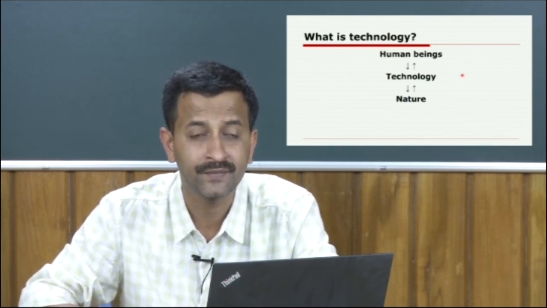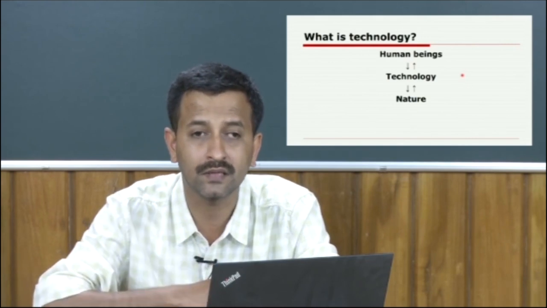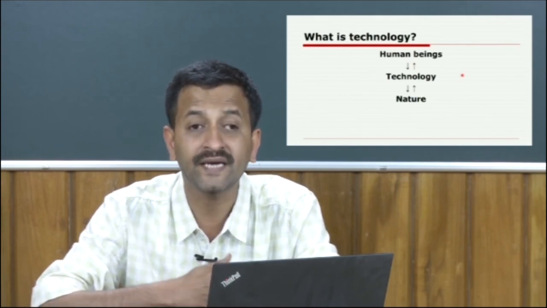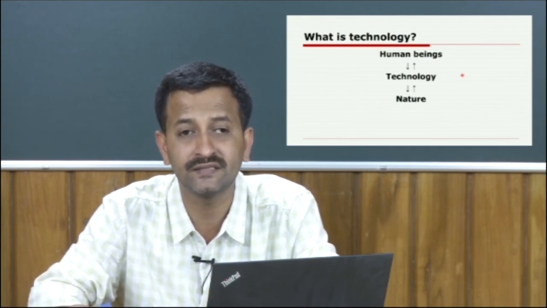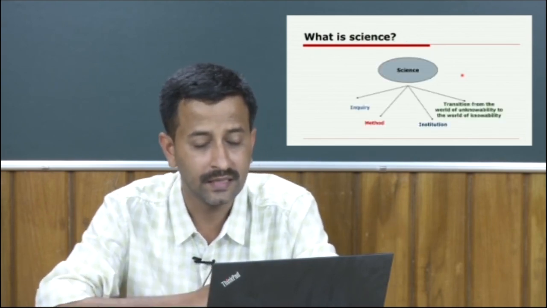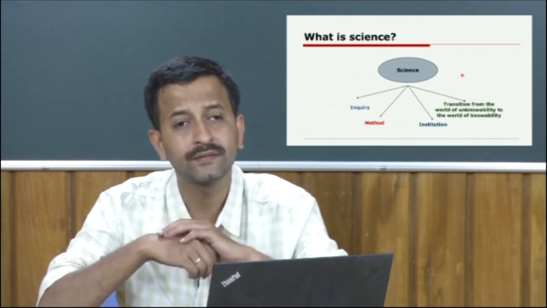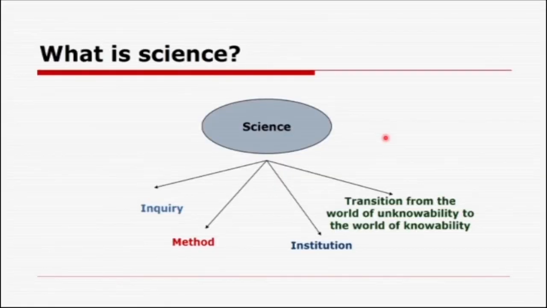Human beings not only change nature, but also change the social relationships implicit in it. As Marx argued, by acting upon nature, human beings not only change nature, but also change themselves as social actors. Then let us come to what constitutes science. Okay. Science can be delineated through various modes. Science may be an inquiry, science may be a method, science may be an institution, science may be an ideology, science may be a transition from the world of unknowability to the world of knowability.